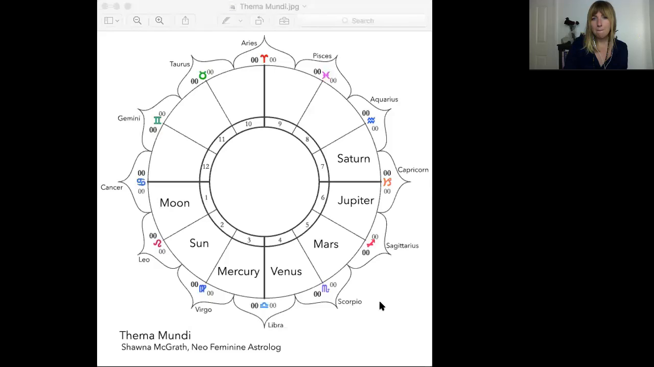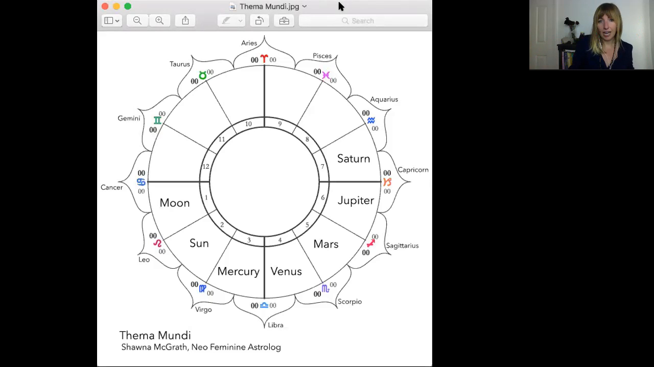So let's see, share, and then here we go. Okay, so this is a version that I created of the Thema Mundi. If you Google Thema Mundi astrology online and you look at the images, most of them are going to have the glyphs of the planets instead of what I've typed. But I typed it because I know that you might not be familiar with the glyphs. I hope that this makes sense. If you're watching this, just stay with me as far as the signs and things like that.